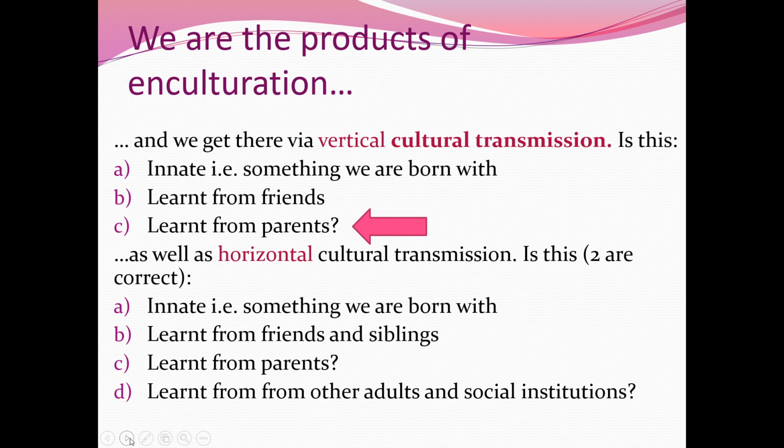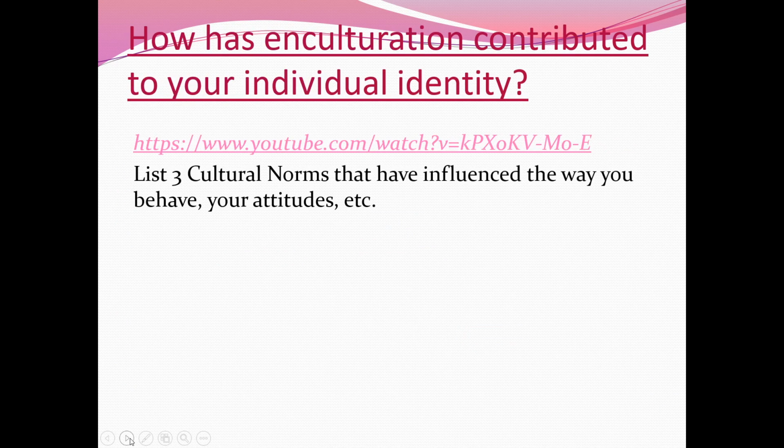Now horizontal is obviously shared across. So here we have sharing the cultural transmission between friends and siblings, kind of people that you are more on a par with, you are more equal to, and other adults and social institutions. So again, it's not so much a hierarchical vertical transmission, it's more the horizontal shared transmission.